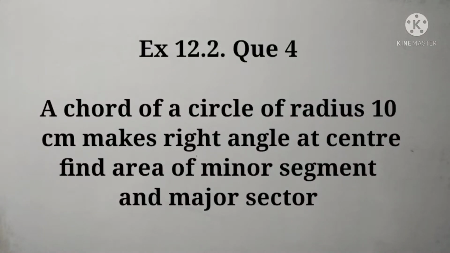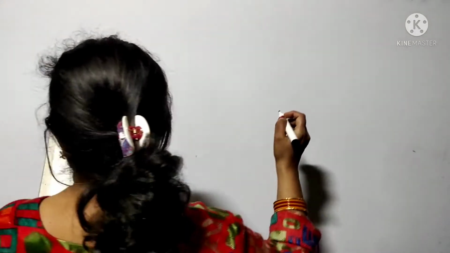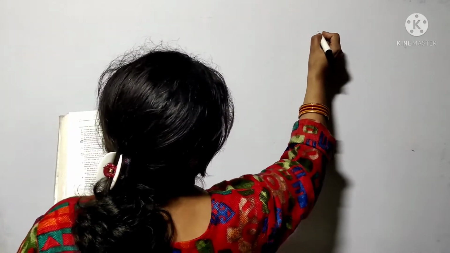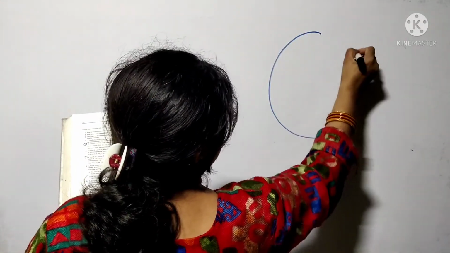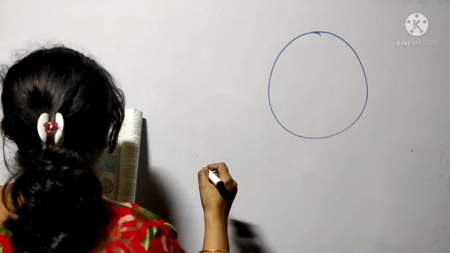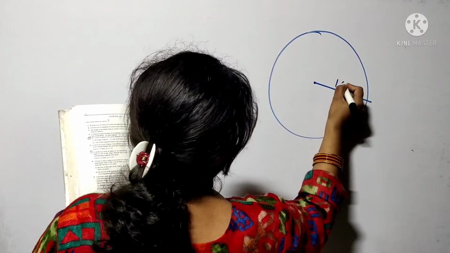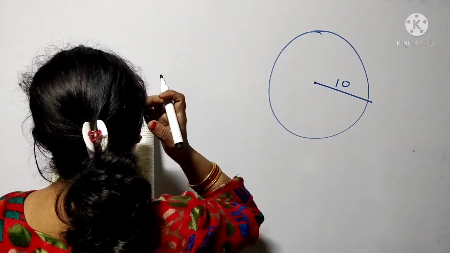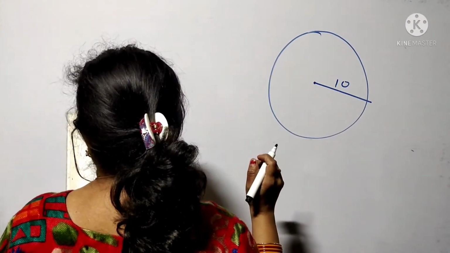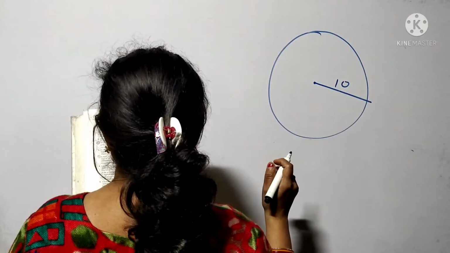Now in this section of the video I am going to explain question number 4 of exercise 12.2, class 10th. A chord of a circle of radius 10 cm subtends a right angle at the center. There is a circle and the radius is 10 cm, and a chord of a circle of radius 10 cm.